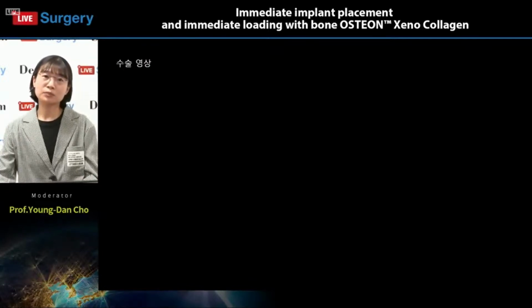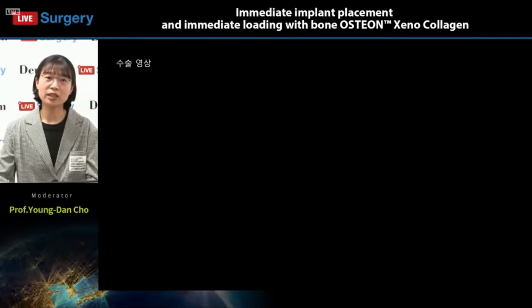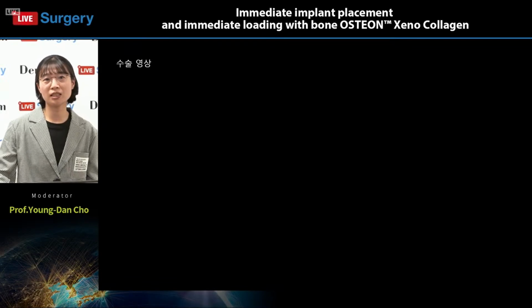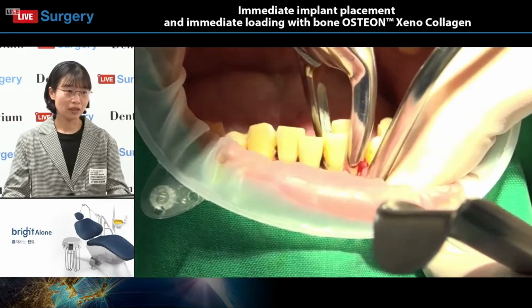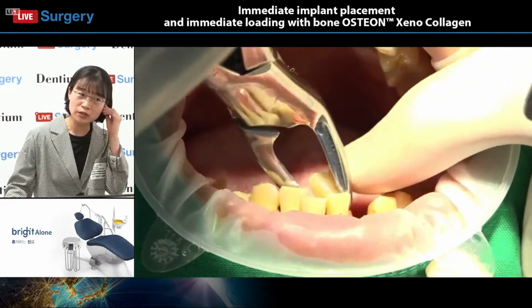Today Dr. Park is preparing the live surgery on the lower anteriors using the bright tissue level implant and also the OSTEON Xeno Collagen bone graft materials. Okay, let's look at the live surgery with us. He started his surgery.